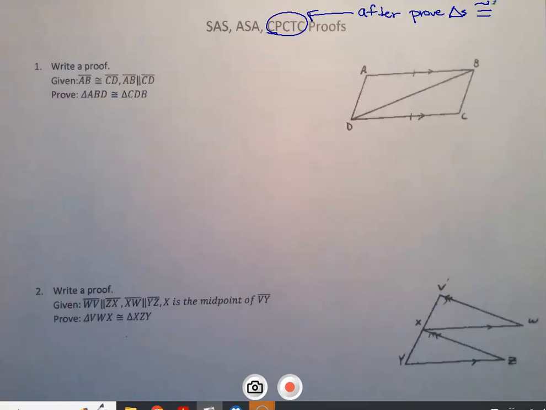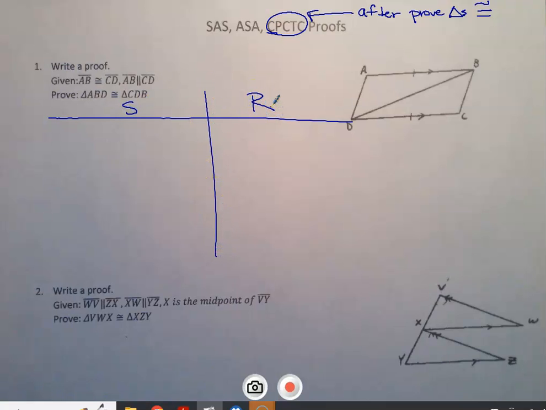We're going to write a proof. So we're going to have statements and reasons. Okay, we know AB. So we're going to do our given. So AB is congruent to CD. Okay, and that's marked, right, with these marks here. And we know that AB is parallel to CD. And that's marked by the little arrows. Okay, and so our reason is given.